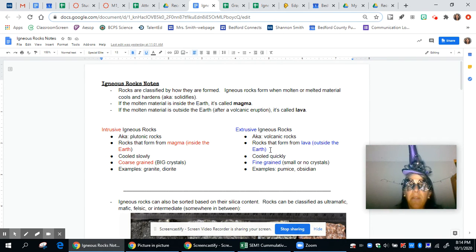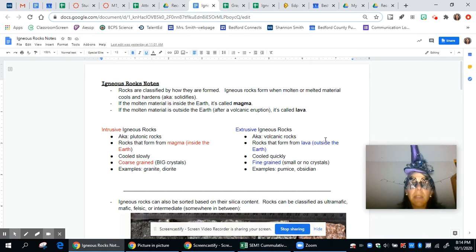Those are the ones that form from lava. So the molten material has come outside of the earth, and now it's cooling off. So it's lava, and the fancy word for that is volcanic. All those three words mean the same thing again. Extrusive rocks, volcanic rocks, lava rocks. They've all formed outside of the earth.